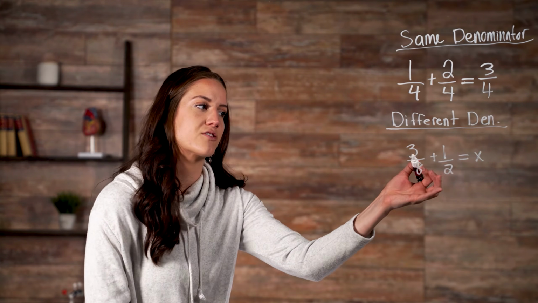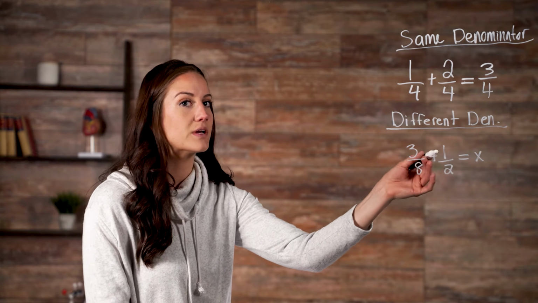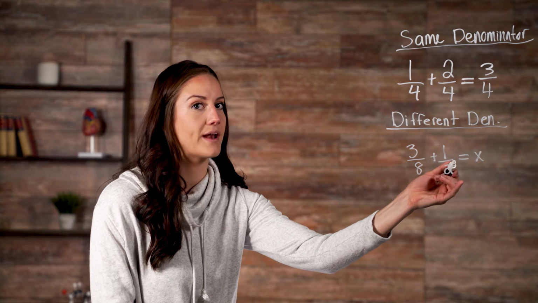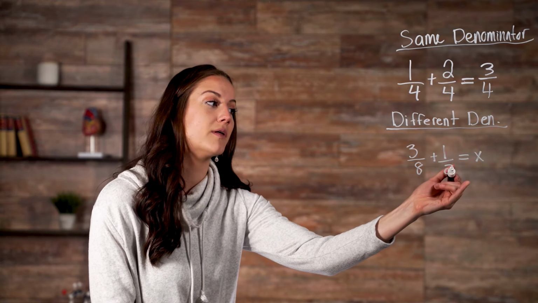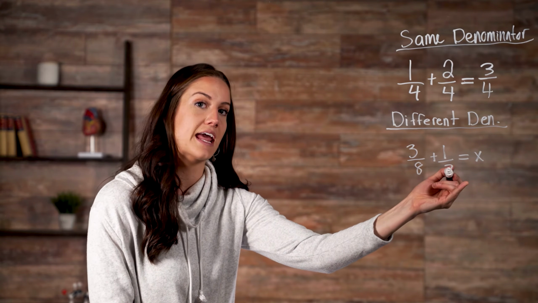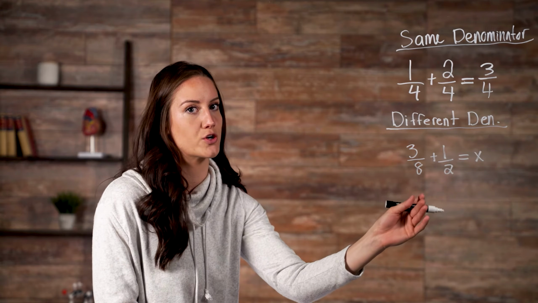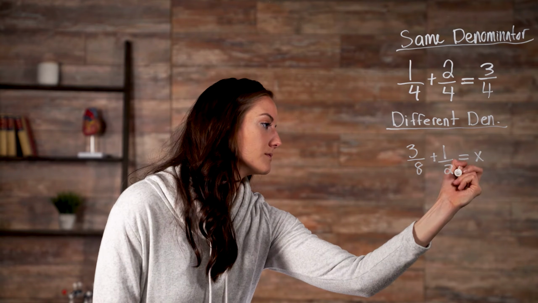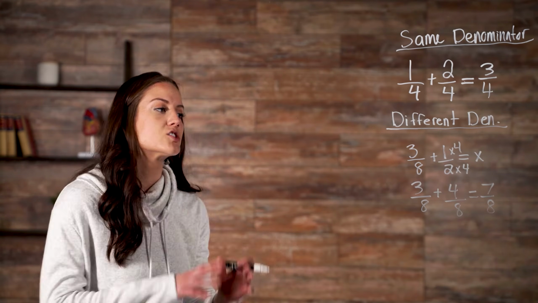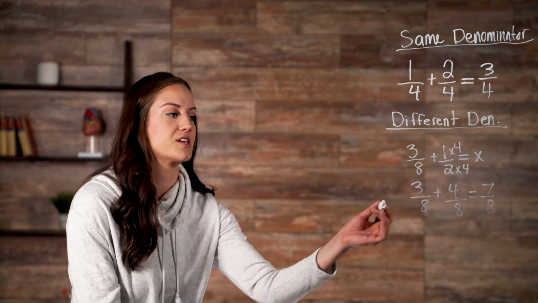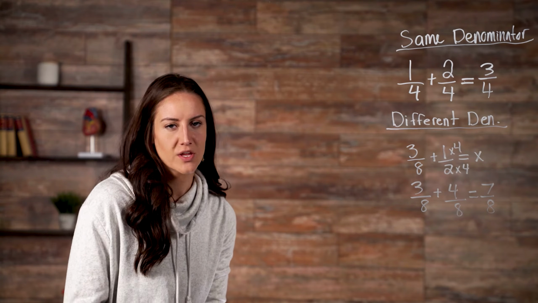You can't really simplify 3/8 into anything that would easily add with 1/2, but we can do something with 1/2 that we could easily add with 3/8, and that's multiplying 2 by 4, which would give us 8. But whatever we do to our denominator, we also have to do to our numerator. So that would look like this. So our equation now becomes 3/8 plus 4/8 equals 7/8.